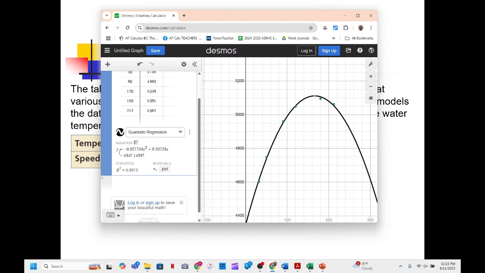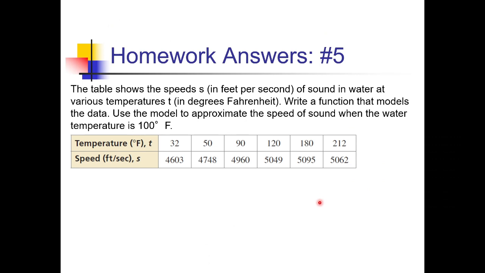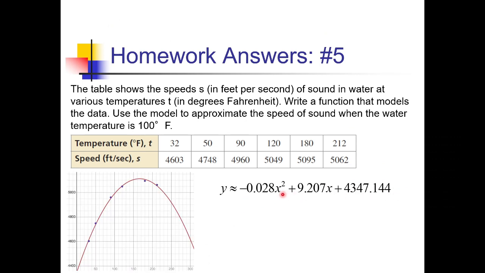That gives us this equation, -0.028 x squared if we round it off, and a whole bunch of other stuff that I will just write down here if you're interested. So this is the quadratic regression formula here, or at least for this particular quadratic regression.